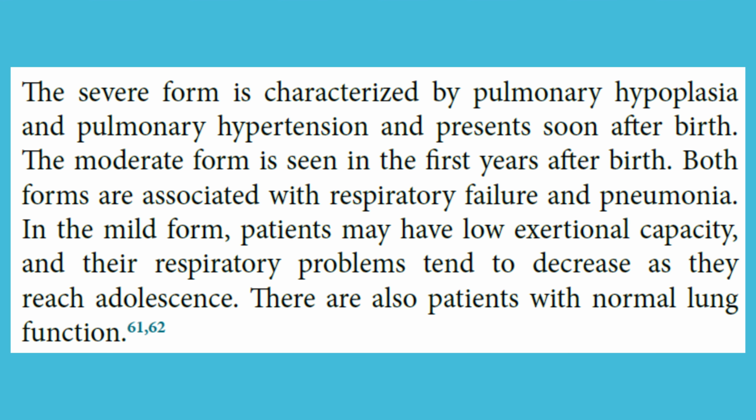The severe form is characterized by pulmonary hypoplasia and pulmonary hypertension and presents soon after birth. The moderate form is seen in the first years after birth. Both forms are associated with respiratory failure and pneumonia. In the mild form, patients may have low exertional capacity, and their respiratory problems tend to decrease as they reach adolescence. There are also patients with normal lung function.